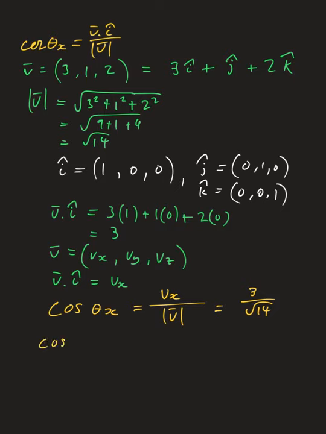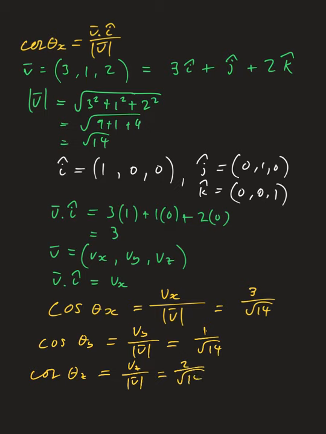The directional cosine in the y direction, or the cosine of theta y, will be equal to the y component of v, or vy, divided by the magnitude of v. In this case, vy is 1, so that'll be 1 divided by the square root of 14. And the cosine of theta z, or the directional cosine for the z direction, will be equal to what we'll call vz over v, the magnitude of v. So here that is 2 over the square root of 14. So those are my 3 directional cosines for that vector 3, 1, 2.